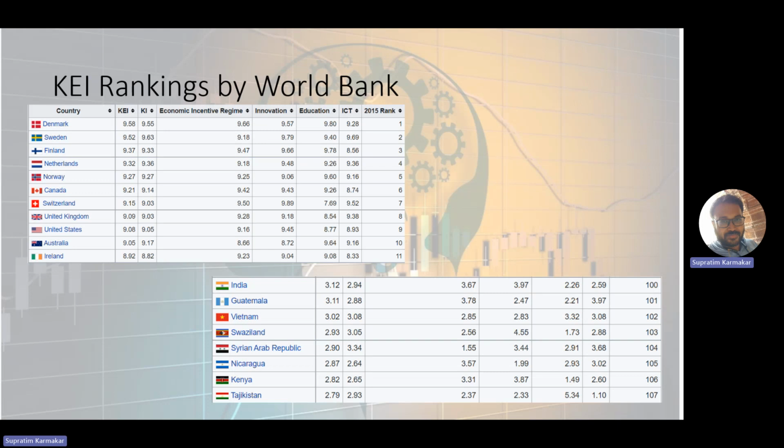So we can see the rankings of the World Bank. We can see that Denmark is ranking at the highest position, followed by Sweden, Finland, Netherlands, Norway, Canada. India is not at all in a very good position. It is ranked 100. So we have a long way to go.